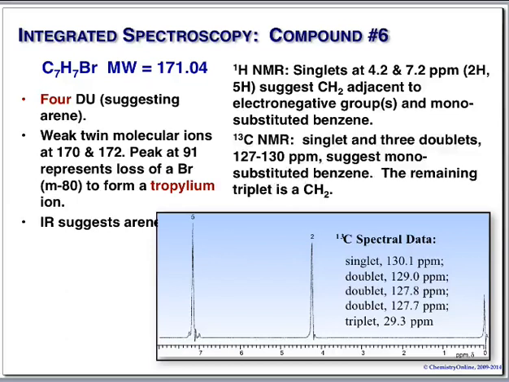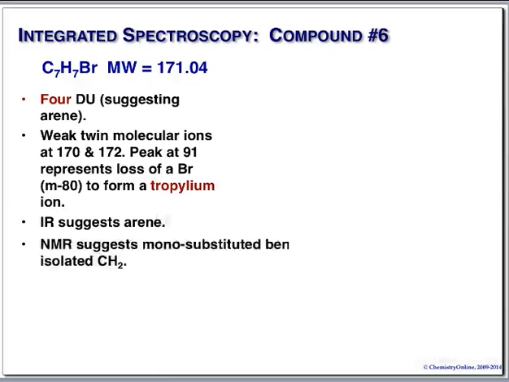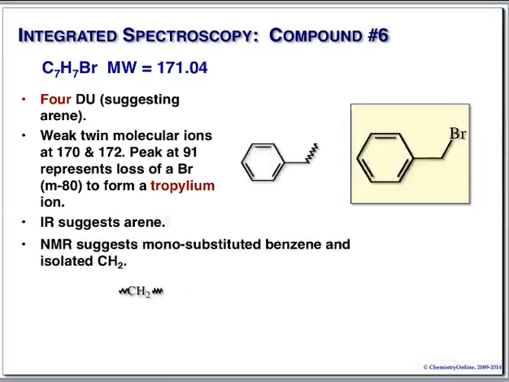Putting this all together, we have a benzyl unit, and we have an isolated CH2. We're missing a bromine. This clearly is benzyl bromide.